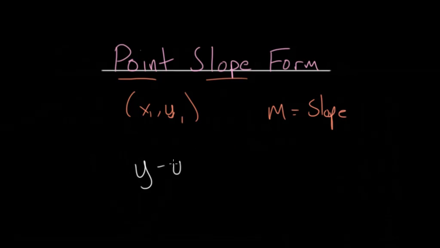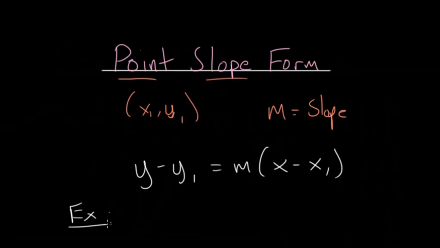You have y minus y1 is equal to m times x minus x1. So let me quickly look at an example and then I'll show you where this comes from. So let's say we're given the point 2, 1, and we're given the slope is 3. And so basically you're just going to plug these in. So anywhere you see y1, you'll replace it with 1. And anywhere you see x1, you'll replace it with 2. And then anywhere you see an m, you replace it with 3.